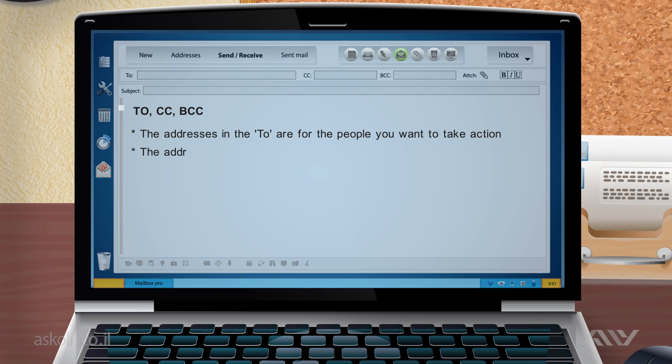Then we come to CC. CC means copy, and historically CC means carbon copy, because those of you who are old enough to remember, when secretaries used a typewriter, in order to make a copy, they would need some black sticky carbon paper in between the sheets so that they could make a copy of the original.